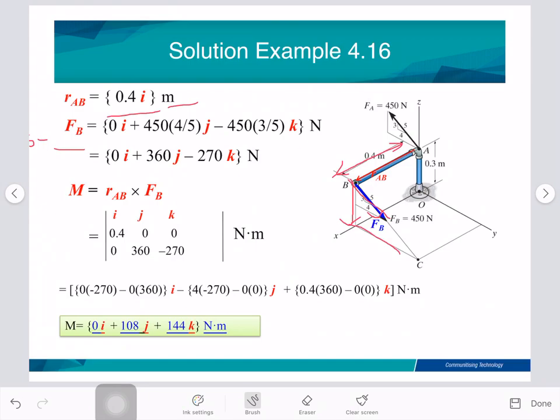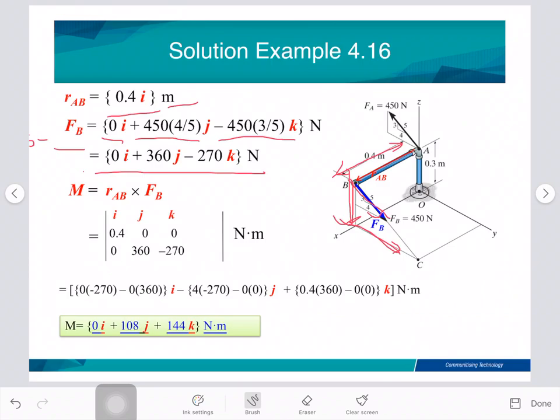So that means we have 0 i, and then J and K. You can resolve in J 450 times 4 over 5, and then negative 450 times 3 over 5 for K, because the force is coplanar in the Z axis and also in Y. Y is a positive J. So we can solve, and we get FB is 0i plus 360 j minus 270 k kN.